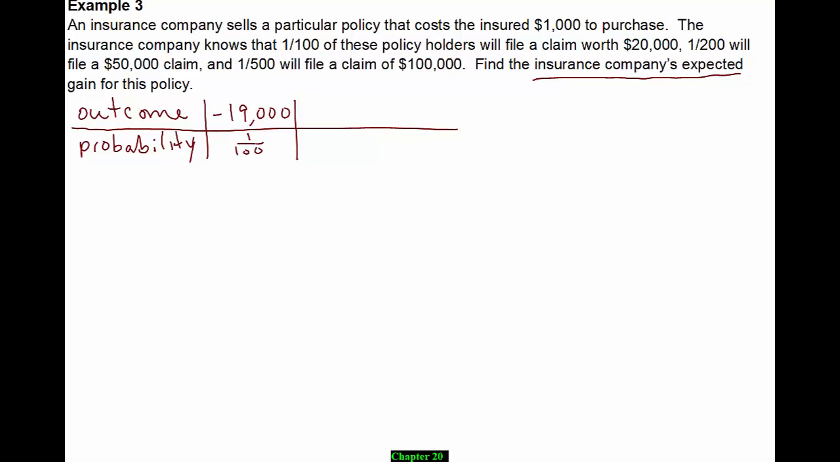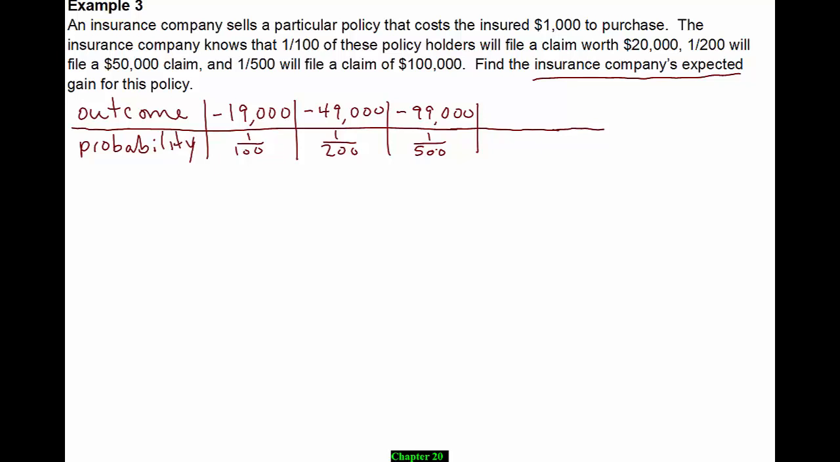All right, what's another possible outcome for them? Well, you could file a $50,000 claim, but remember they're only really losing $49,000 because they took your $1,000. So they could be in the hole by $49,000 if they paid that claim. And that happens 1 out of 200 times. What's another possible outcome? They could pay the $100,000 payout, and that means they would be in the hole by $99,000. And that happens 1 out of 500 times.